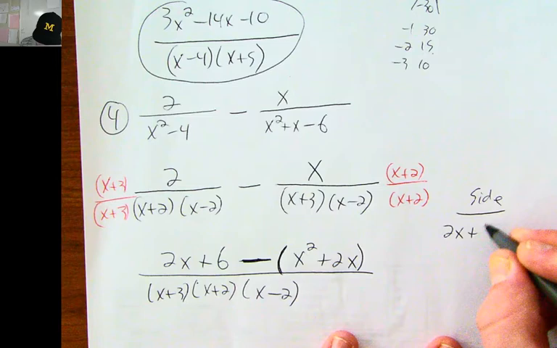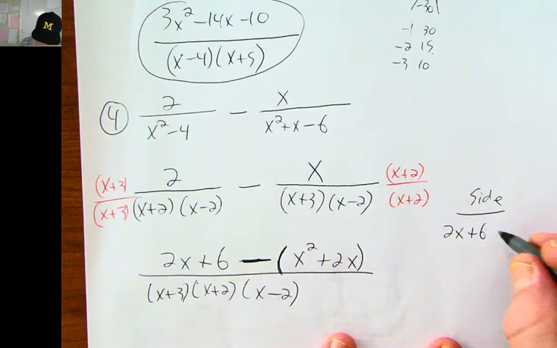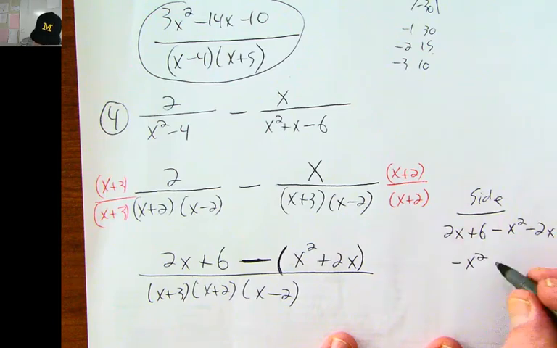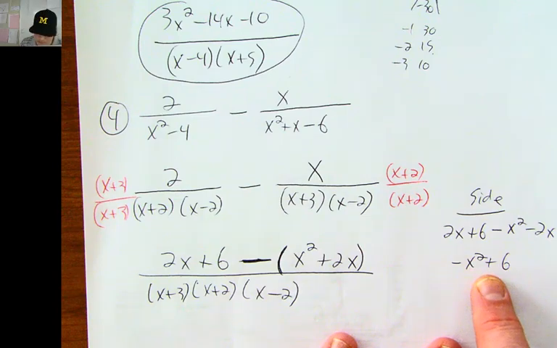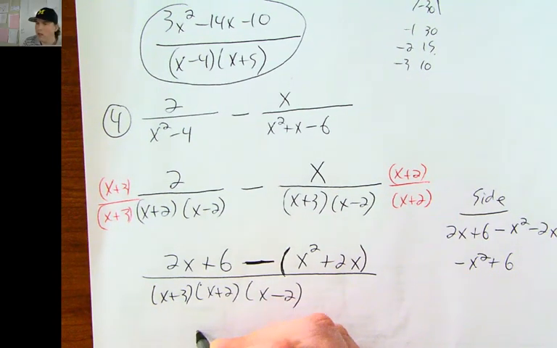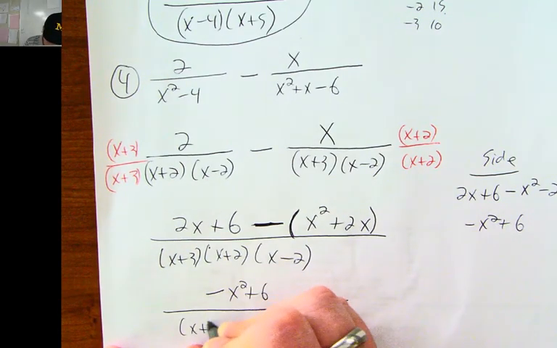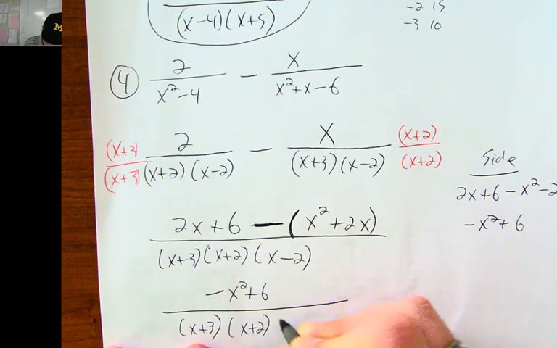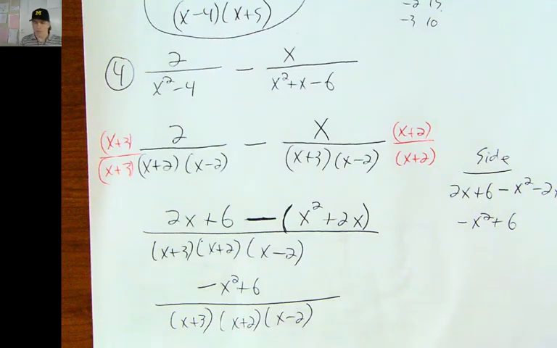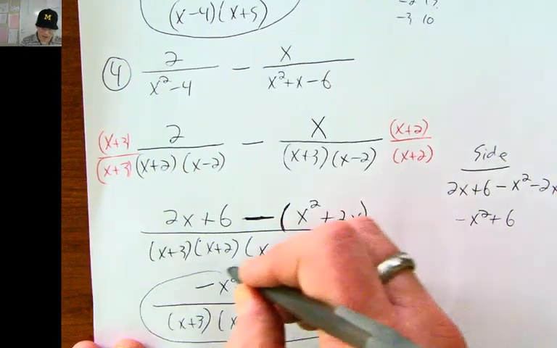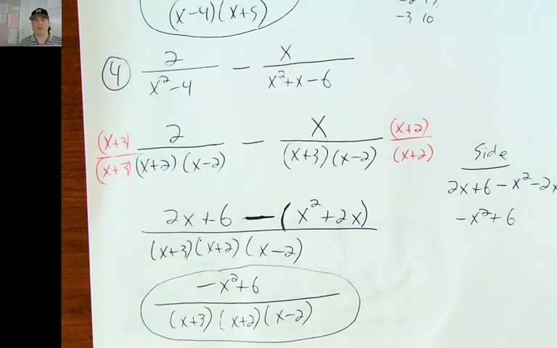This becomes 2x plus 6. If you distribute the negative, it becomes negative x squared minus 2x, which becomes negative x squared. The 2x's cancel out, plus 6. And this doesn't factor, so I'm going to leave it like this. Negative x squared plus 6 all over x plus 3 times x plus 2 times x minus 2. And the hope would be that this numerator would factor out and then something would cancel out, but nothing did, so there's nothing else to do with this problem.